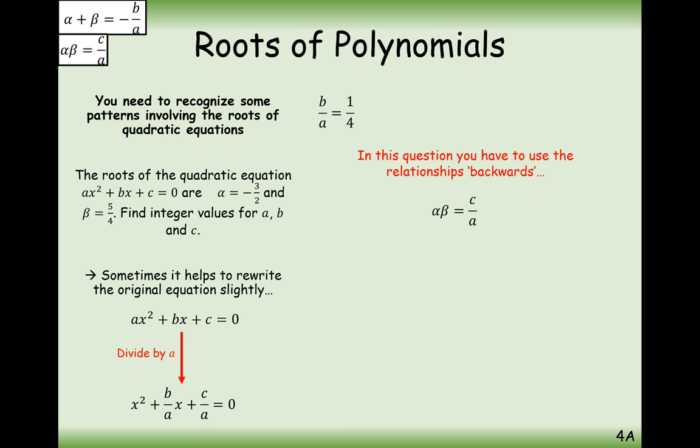Let's do the c over a formula as well. So c over a is equal to alpha times beta, so times the two roots together.